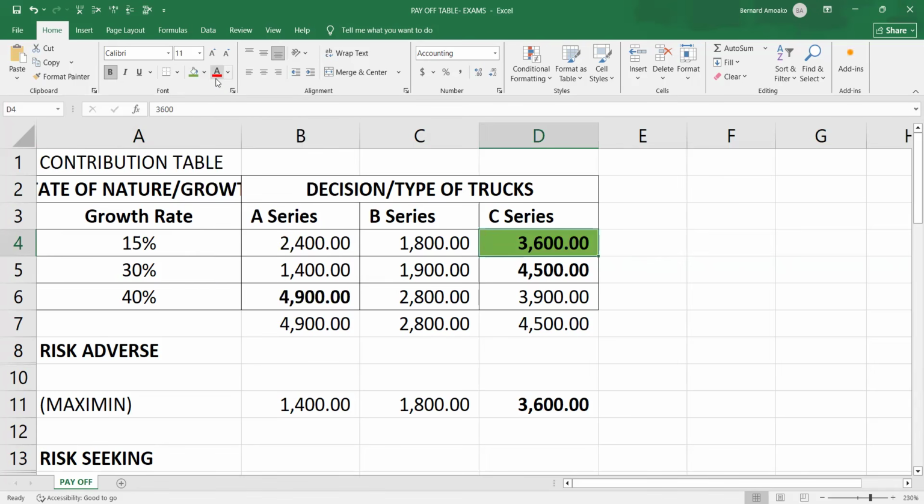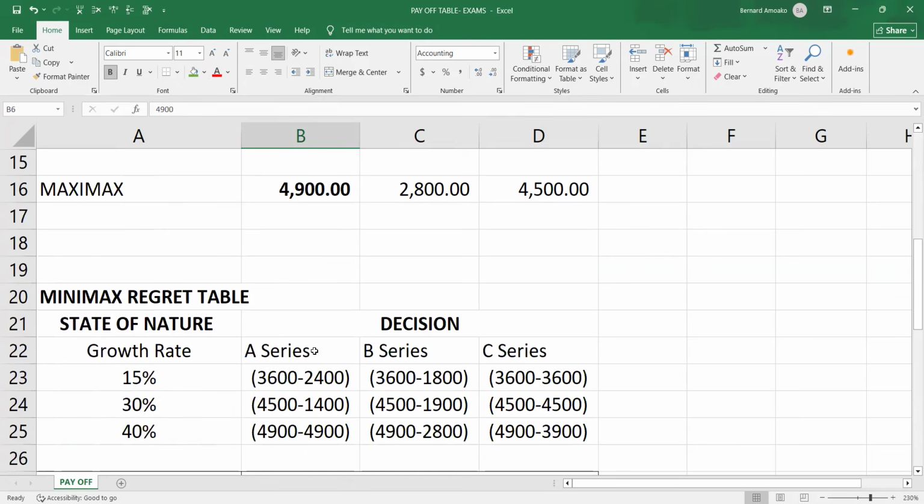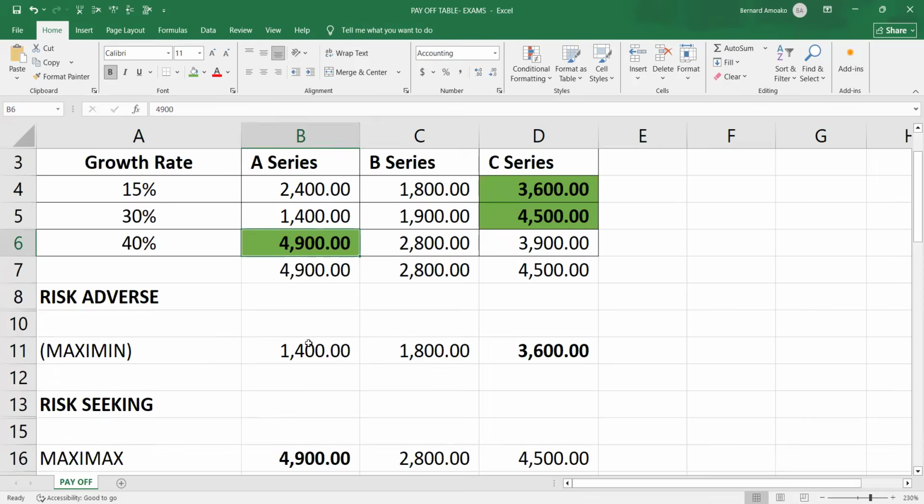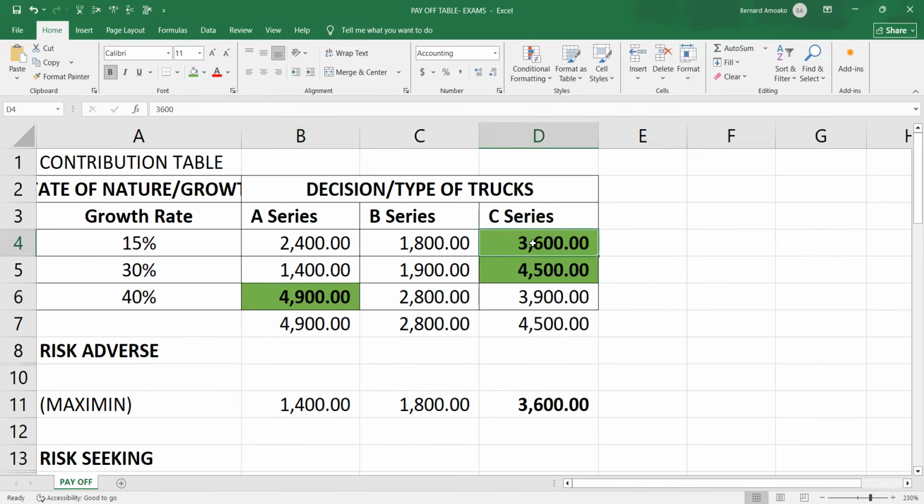3,600. Yeah. Then when you come to the next market option, which one is the best? 4,500. When you come to the next one, which one is the best? 4,900. So we will use this to construct the regret table. So you and I agree that on the first lane it was 3,600. So if I don't go for 3,600 and I go in for 2,400, I'll be losing how much? 1,200, right?